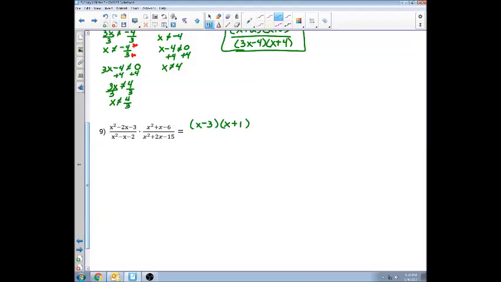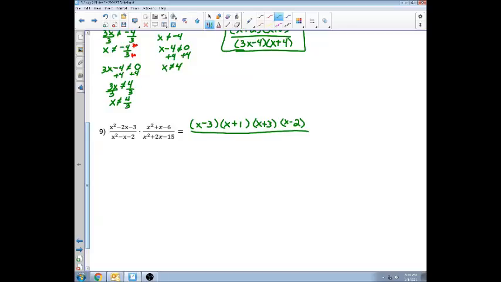On to x squared plus x minus 6. Again, two sets of parentheses. X and x come from the x squared. What could multiply to negative 6 and add to positive 1? That means I'm going to have a positive and a negative. I need my larger number to be positive, so positive 3 and negative 2. All of that is over.